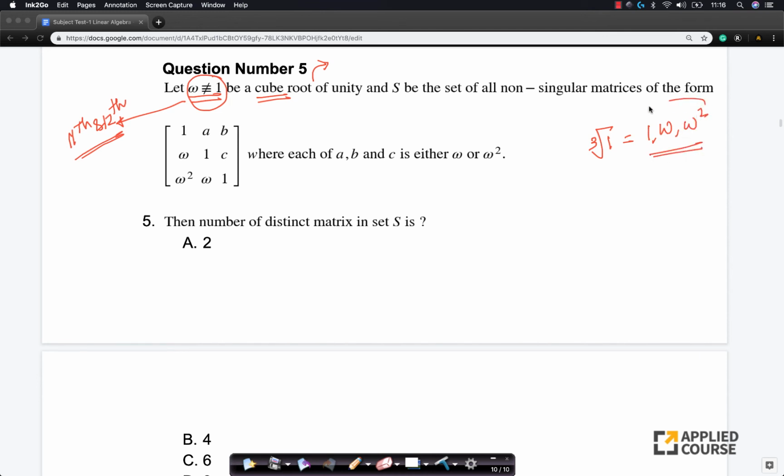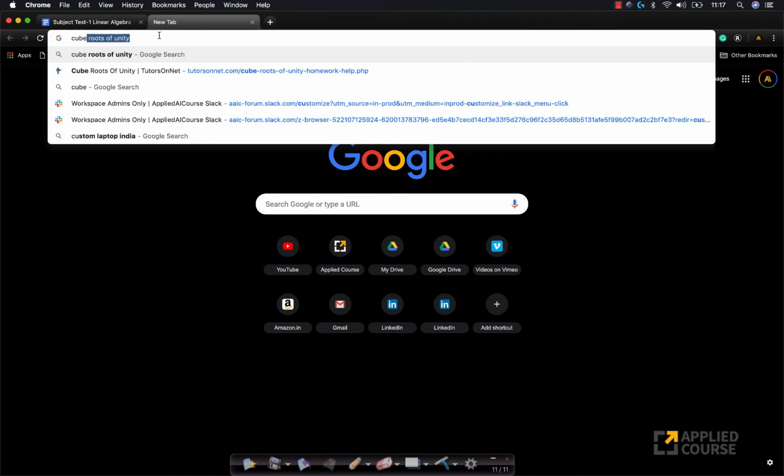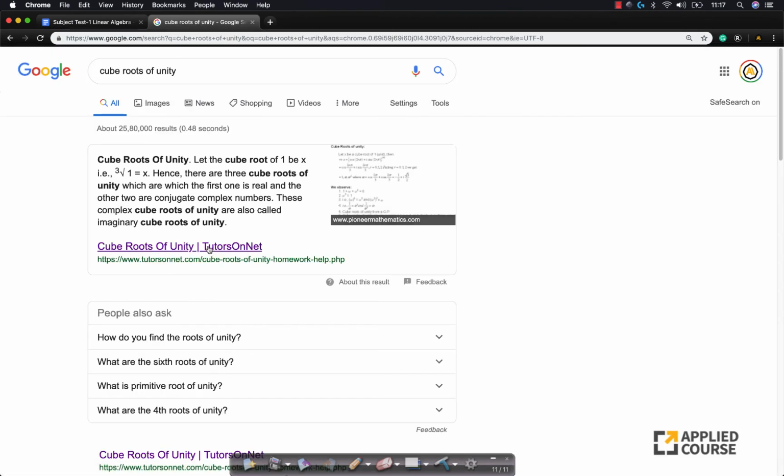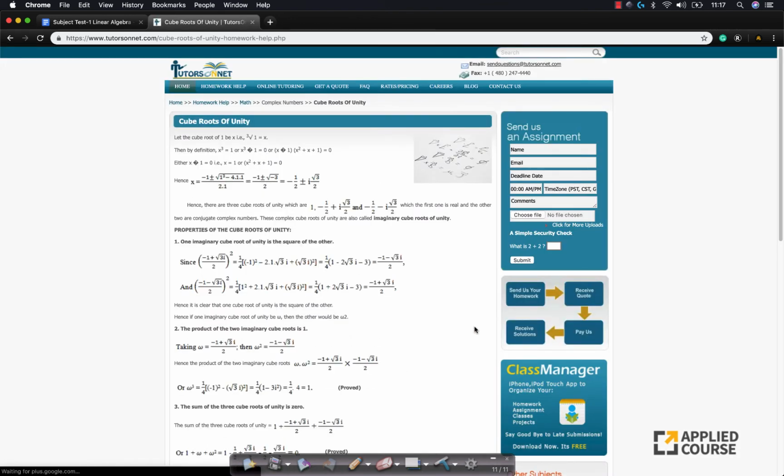These are the 3 cube roots of unity. Here omega and omega square are complex numbers. If you have forgotten this concept, I'm not assuming that you remember everything. Just type cube roots of unity. Just Google search for it. You'll get a bunch of articles. Let's pick the first article here.